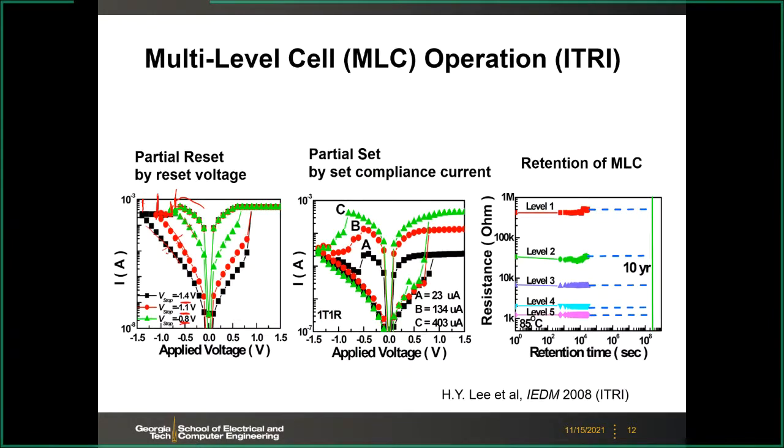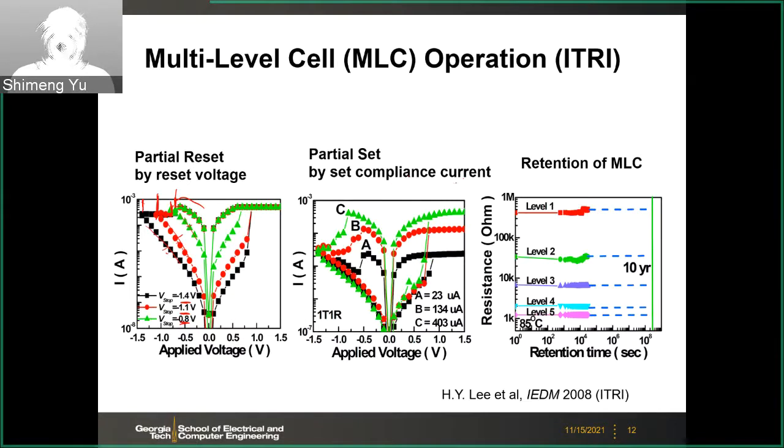Or in the set process, you can vary the compliance current. As I just discussed, you can change the gate voltage of that transistor to change the compliance current. For example, if the compliance is 23 microamp, then you get this state. If it's 134 microamp, you get this state. If 400 microamp, you get this state. So you have different levels in either the set or the reset process. And after you get different levels by varying those programming conditions, either the set or the reset, then you can get those multi-level resistance states.